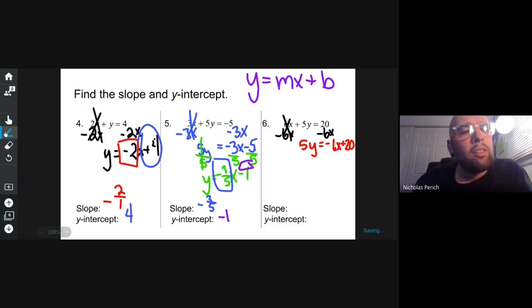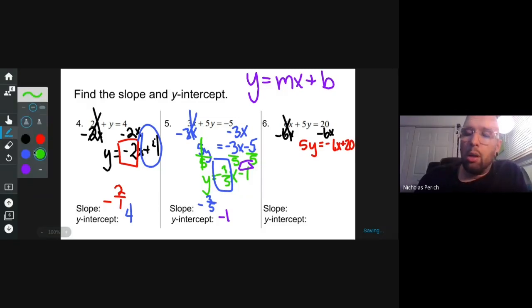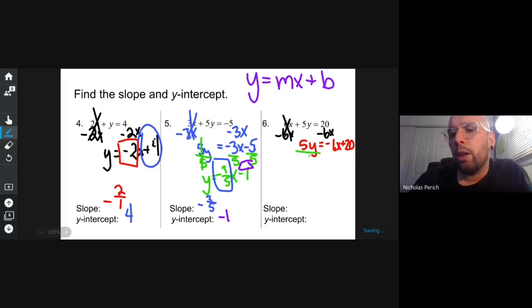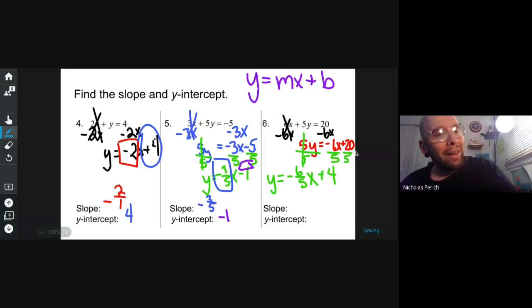Is y all by itself now? No. So let's get rid of that 5 by dividing 5 from everything. Very similar to what we did in the last problem. Divide 5 from everything. Cross you out. Y equals. Does negative 6 over 5 simplify and turn into anything? Nope. So it's just negative 6 over 5. X comes along for the ride. Does 20 over 5 simplify? Sure does. 4.